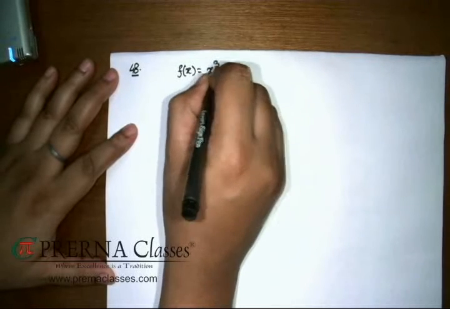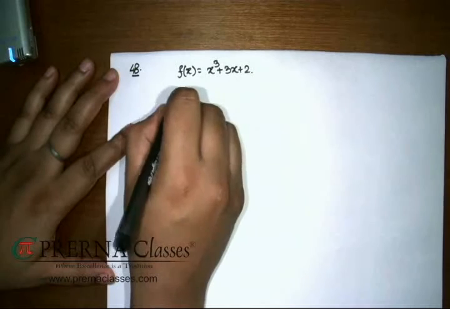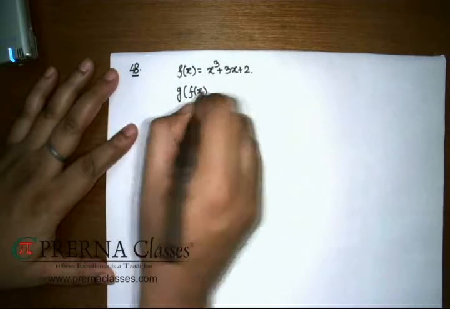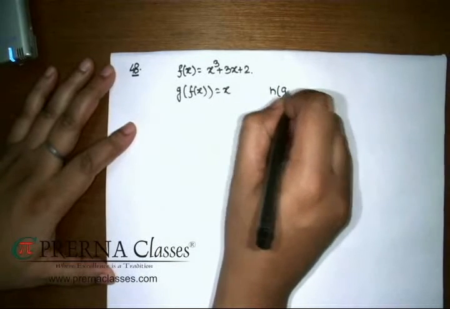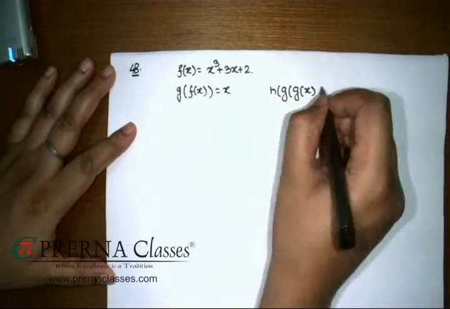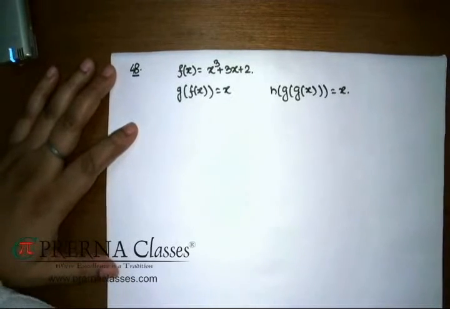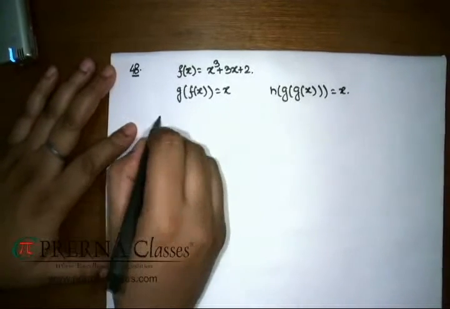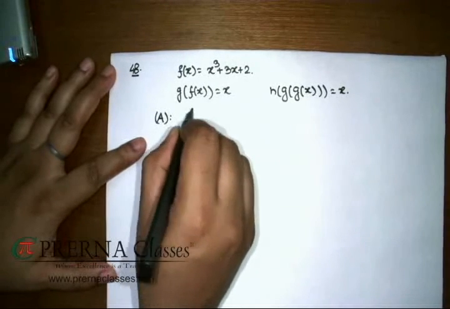Okay, next problem is related with composite functions, and function f(x) is given to you as this, and after that you have this information as well as this information. Based on this, you have certain options you have to check. Let me start off with option A.